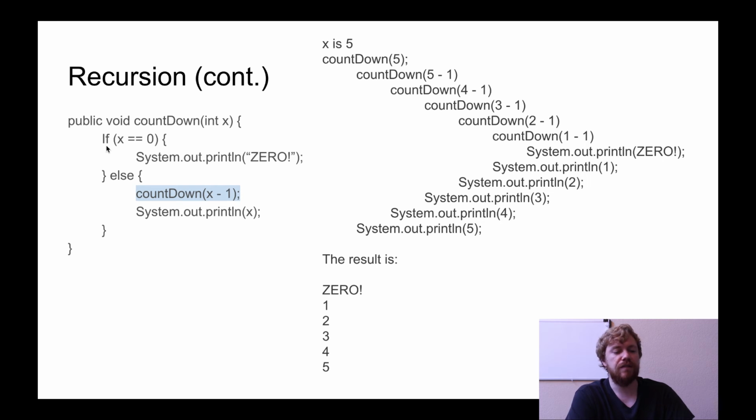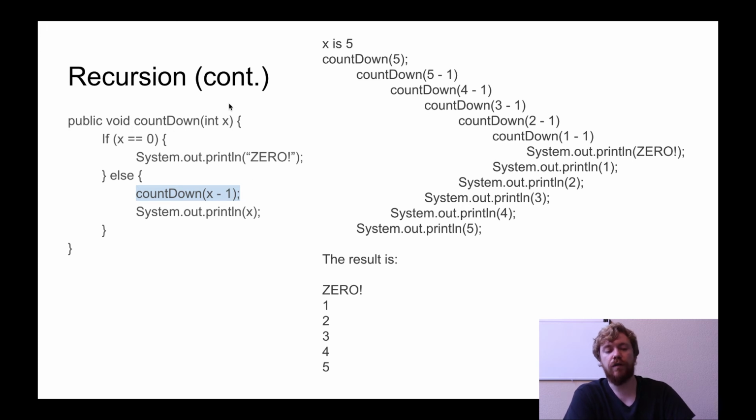So x is 5. Is x, or 5, equal to 0? No. We go into the else statement and we make our recursive call to countdown x minus 1, but because of the nature of this recursive call, we're not going to execute the print statement just yet. First, we must finish this method call here. So x is equal to 5, 5 minus 1 is 4, so we're essentially calling countdown of 4.